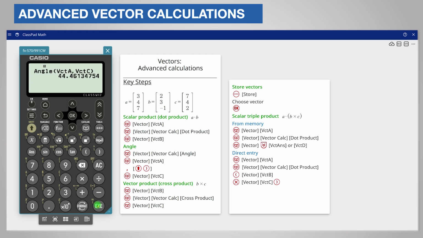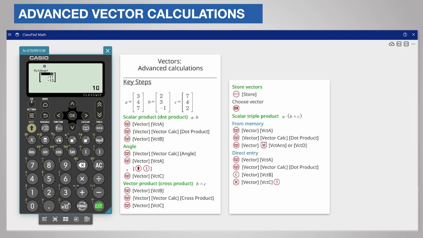The vector product or cross product of two vectors is used in many ways. To calculate the cross product of B and C, for example, recall your first vector, which is vector B, and then from the Vector Calculation menu, choose Cross Product, and then enter your second vector, which is vector C. Complete the calculation with the Execute key.